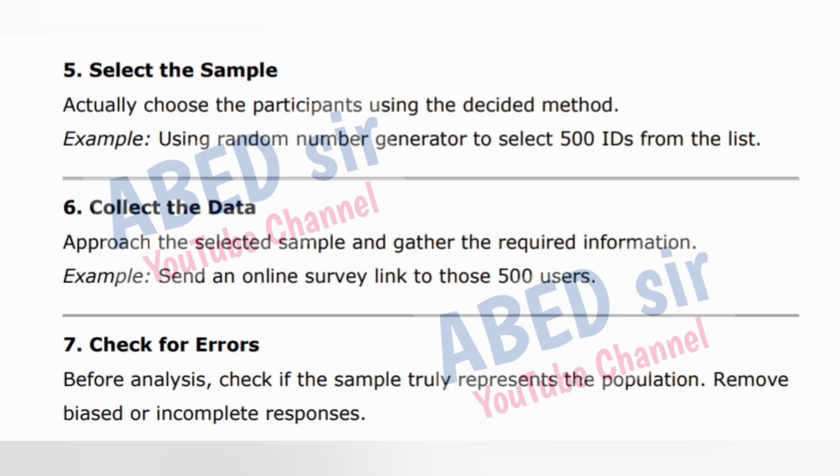6. Collect the data. Approach the selected sample and gather the required information. Example, send an online survey link to those 500 users. 7. Check for errors. Before analysis, check if the sample truly represents the population. Remove biased or incomplete responses.